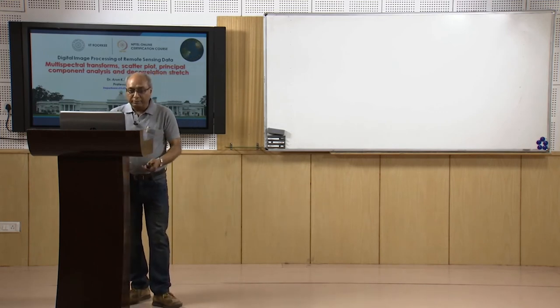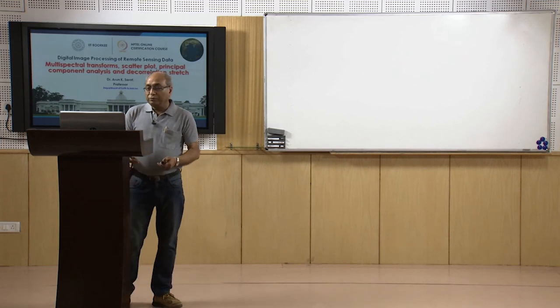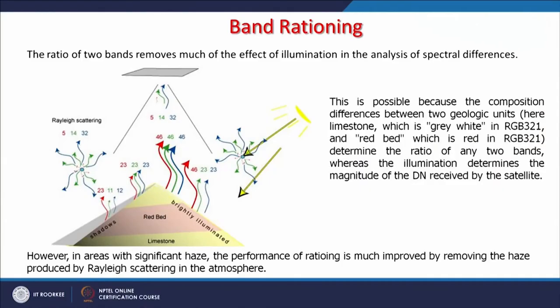The band ratio of two bands, as mentioned, removes much of the effect of illumination in the analysis of spectral differences. This is possible because the composition of two geologic units, for example limestone, which is gray-white, and red bed, which is red, determines the ratio of any two bands, whereas the illumination determines the magnitude of the DN received by the satellite.